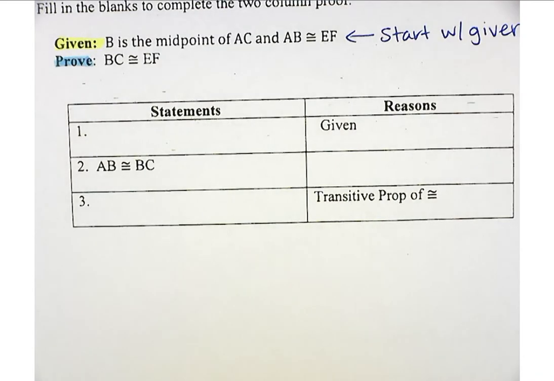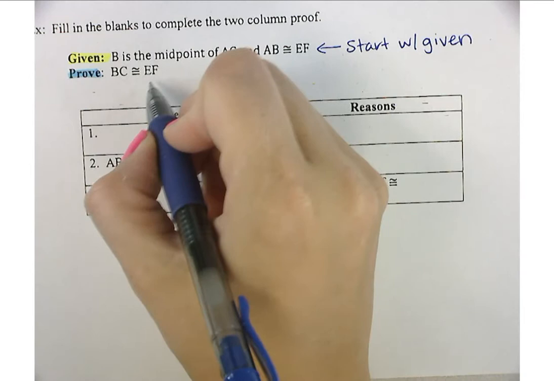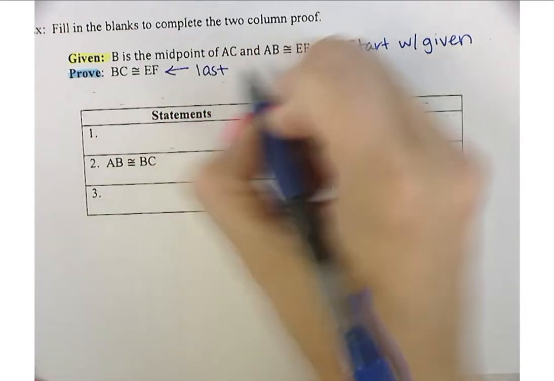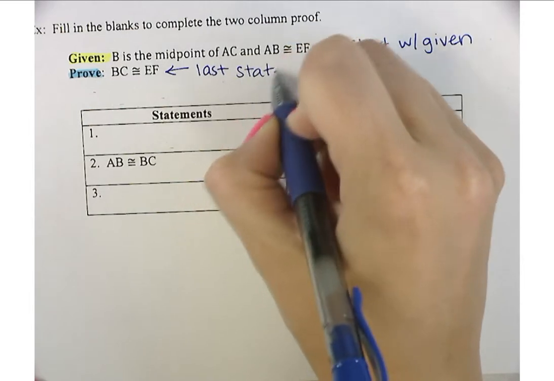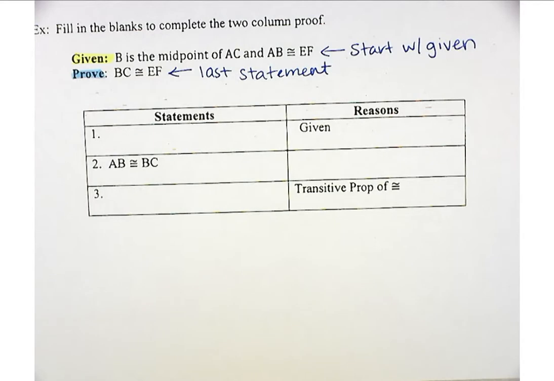Whatever they give you for your prove is going to be your last statement. Okay, so BC is congruent to EF. This should be your last statement, because once you've proved it, you are done. Which means really we could fill in two of our boxes here.